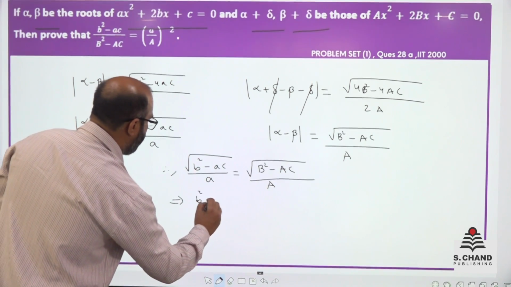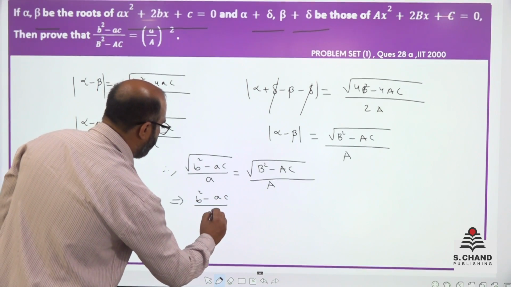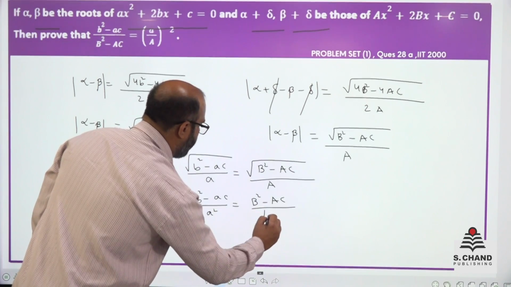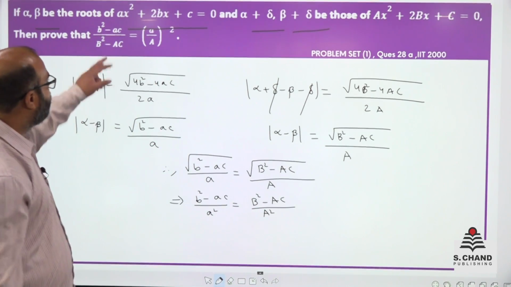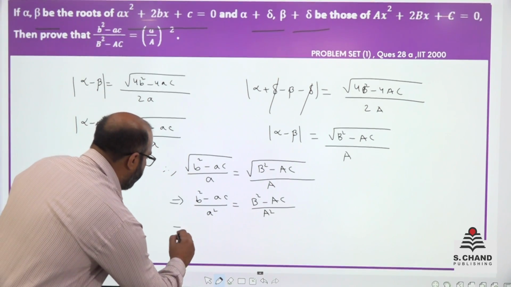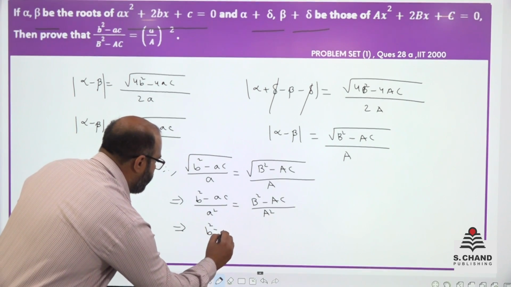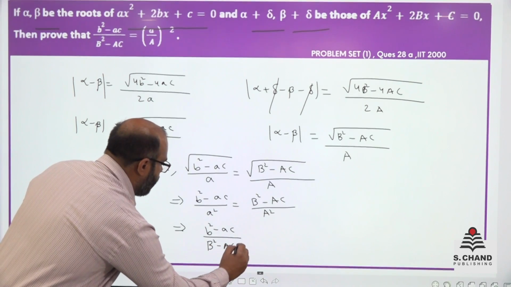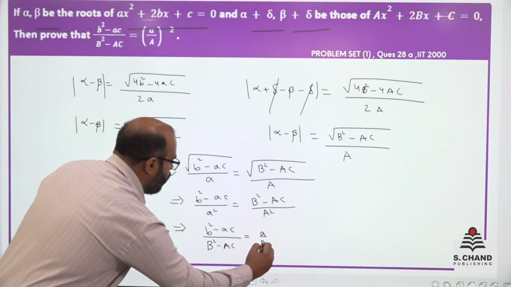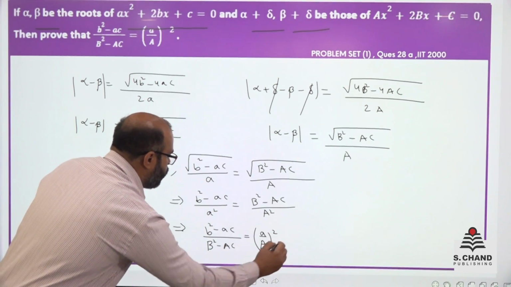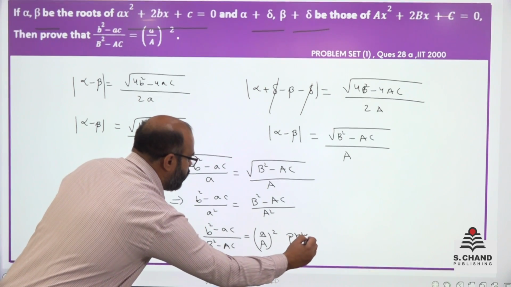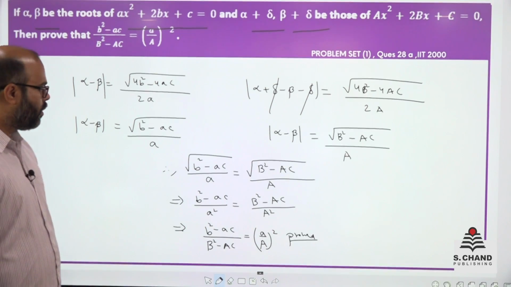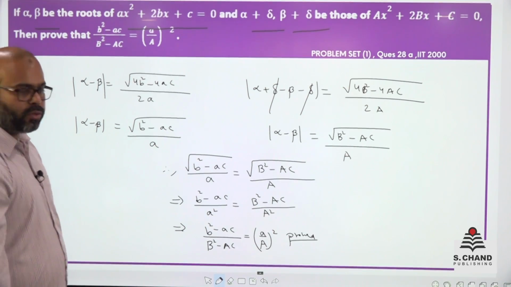So b square minus ac upon a square is equal to B square minus AC upon A square. Now for getting the desired result, what we can do, we can cross multiply. So b square minus ac by B square minus AC is equal to a upon A whole square. So this is what we had to prove. So we have finally proved it. Now let us come to the next question.